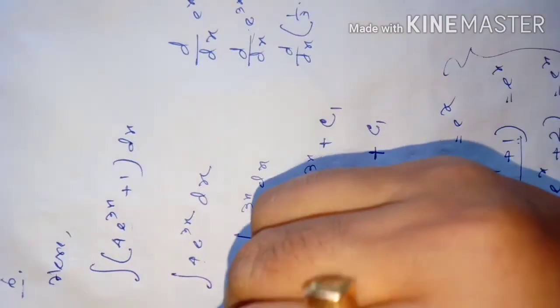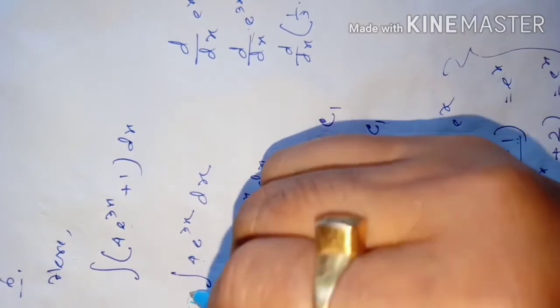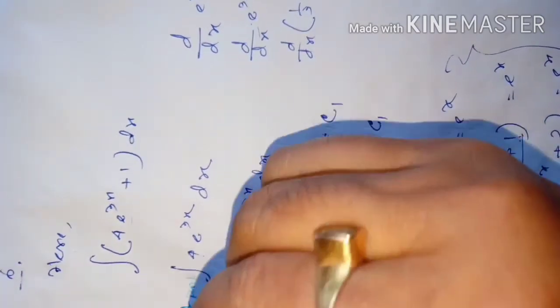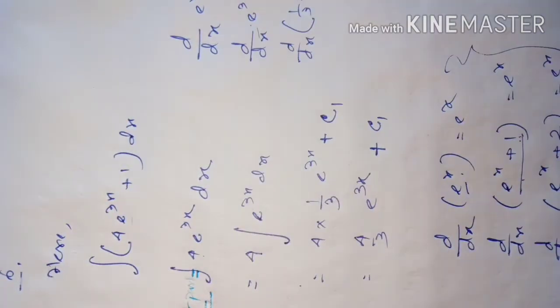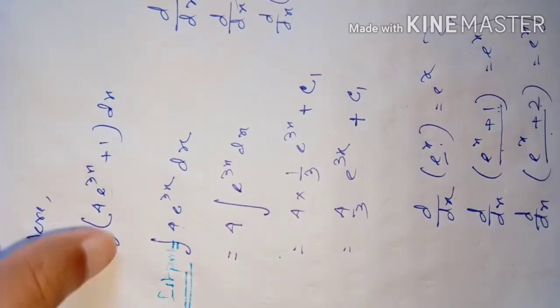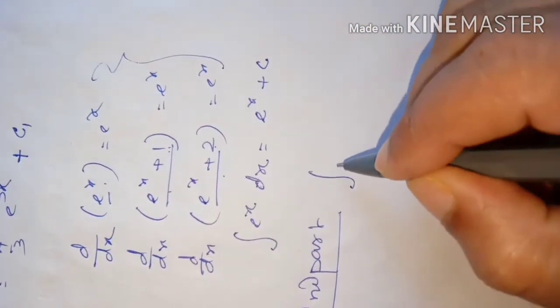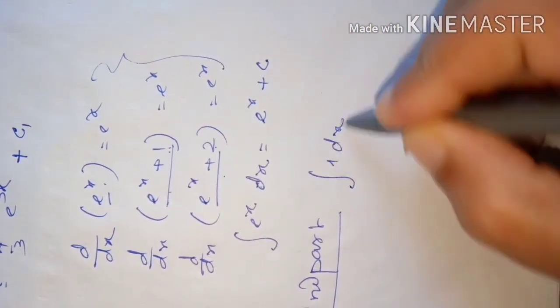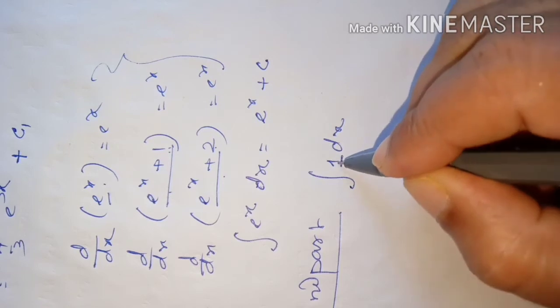The first part is this one. This is the first part. So we got the antiderivative of the first part. Then the second part is the antiderivative of this one, the constant 1. Just you see, integral of 1 with respect to dx.